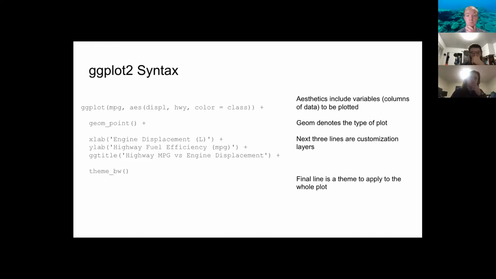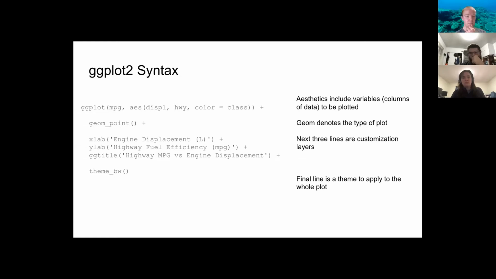Really fast, why does it say MPG right after the parenthesis, the first line? Yeah, so that is directing R to the data object to reference. So MPG is going to be our, think of it as the Excel file, or basically a table of data. And then the aesthetics here are our X and our Y.